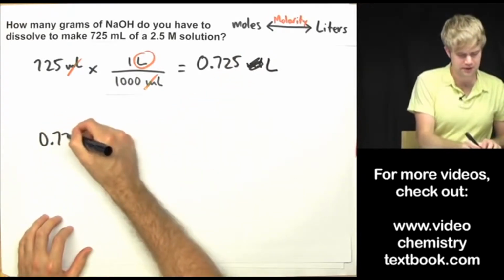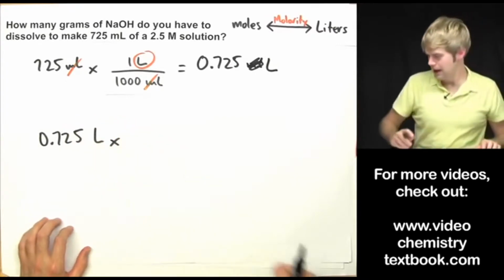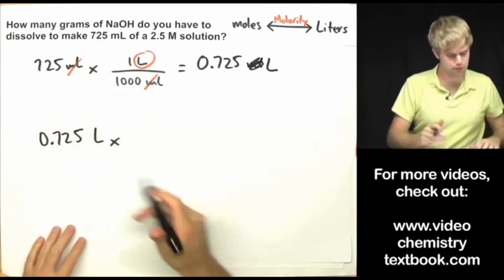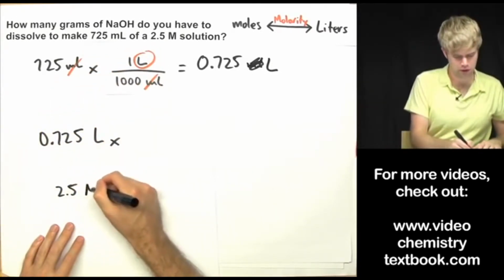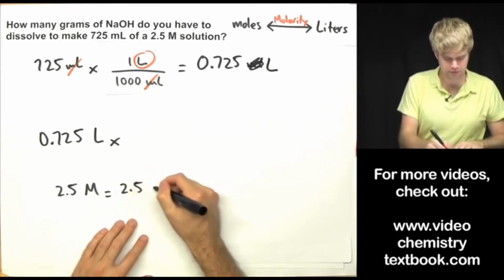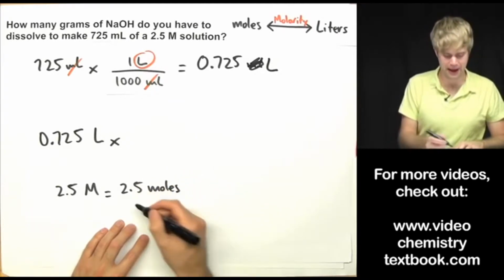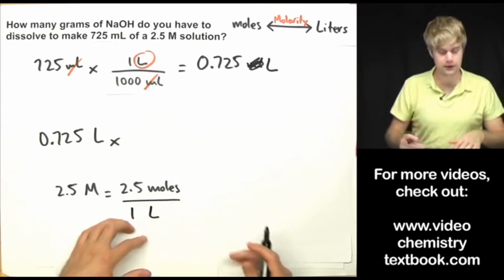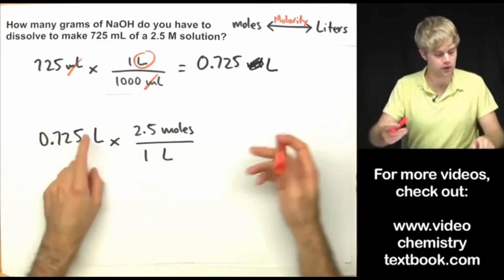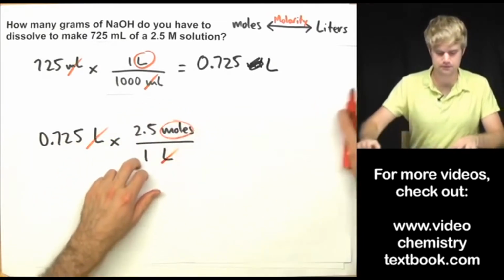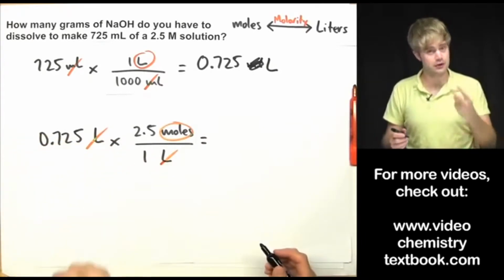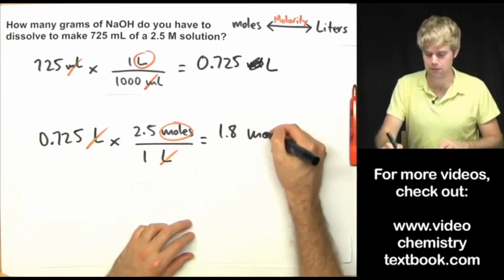Now I can take 0.725 liters and I can pull out the molarity, okay? 2.5 molar equals 2.5 moles, here we are unpacking it, divided by 1 liter. We could also flip this, but we don't need to, because writing molarity like this is all we need to do to cancel out the units of liters and leave us with moles here. Multiply through here, and we're left with, rounded to two significant figures, 1.8 moles.